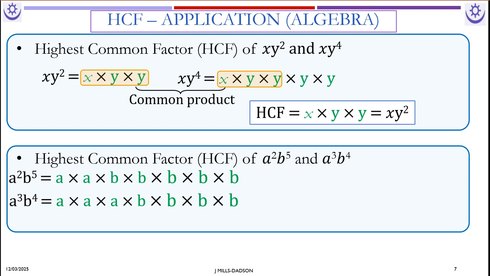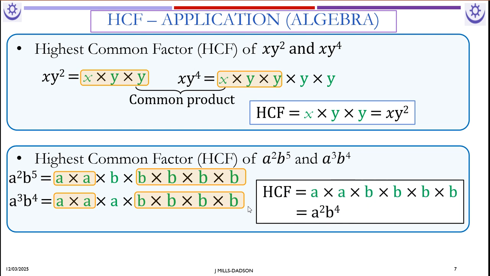So now let's check the common terms. You can see a times a, and b times b times b times b are common. The extra a and the extra b are not common. So at the end we pick out all the common product, and that becomes our highest common factor. So the highest common factor here is a squared b to the power 4.